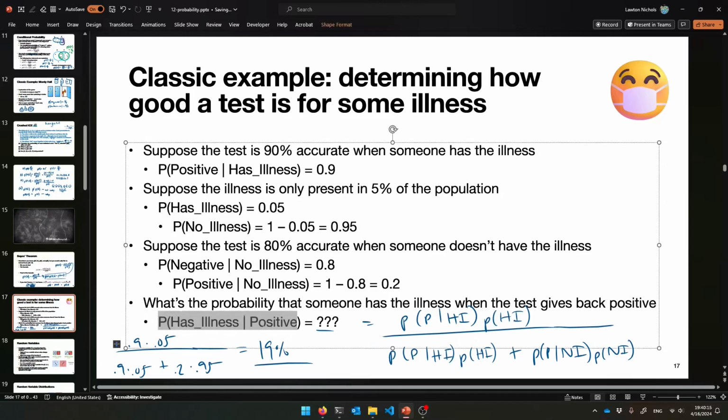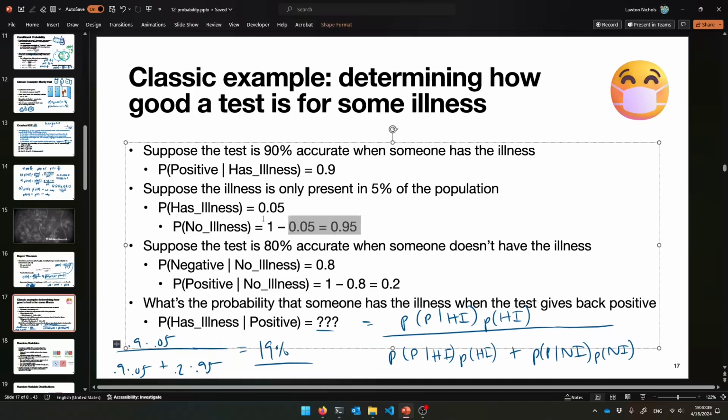So the probability that you actually had that illness that the test was supposed to tell you if you had it, given that you got a positive result back, was really only about 20%. Not a very good test. And the reason why is the fact that it's very common to not have the illness. That's what tells you that the false positive rate is a little too high, okay?